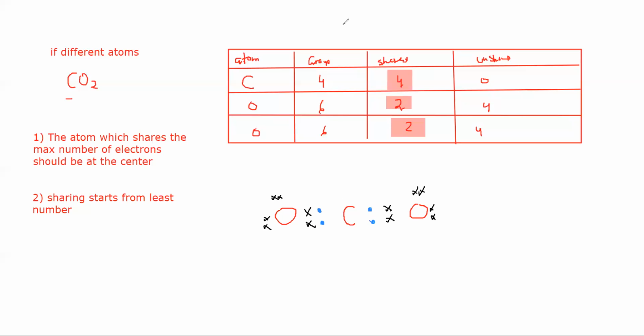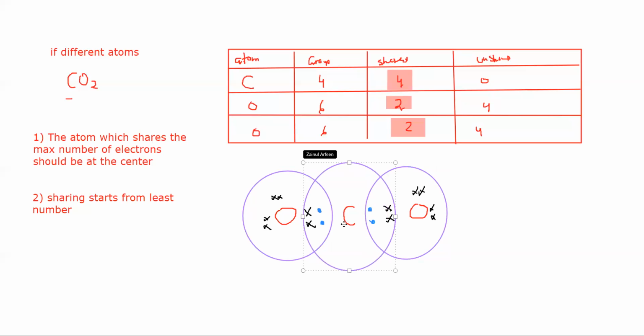Now draw the circles to show each circle should have 8 electrons. So you can see 1, 2, 3, 4, 5, 6, 7, 8. Then I draw for this one 1, 2, 3, 4, 5, 6, 7, 8. And for carbon, when I draw, 1, 2, 3, 4, 5, 6, 7, 8. So 8 electrons are there for each.